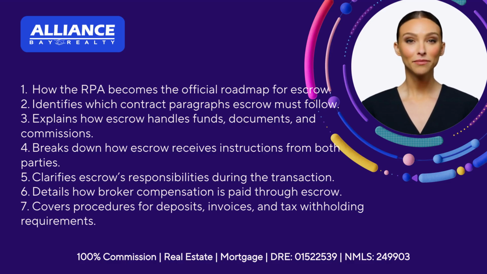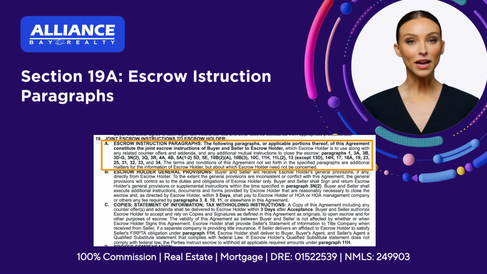Let's get started. Section 19A, Escrow Instruction Paragraphs. 1. The RPA lists specific paragraphs that you see in Section A that are escrow instructions. 2. Those paragraphs tell escrow how to close: price, deposits, credits, payoffs, title and fee instructions, prorations, etc.